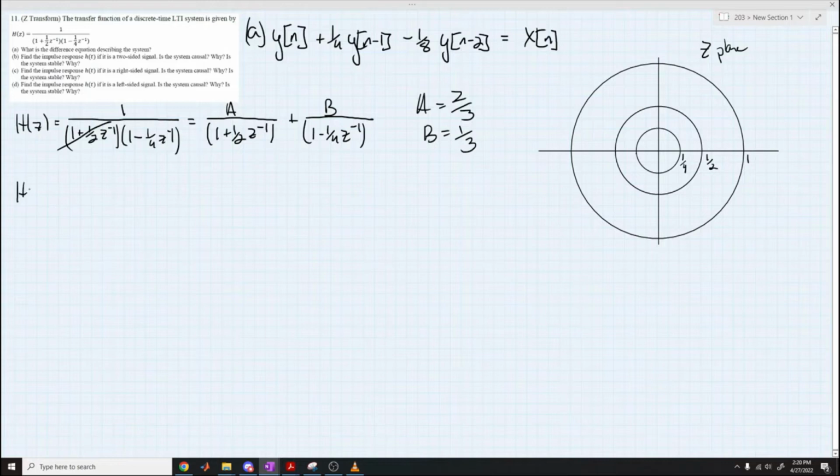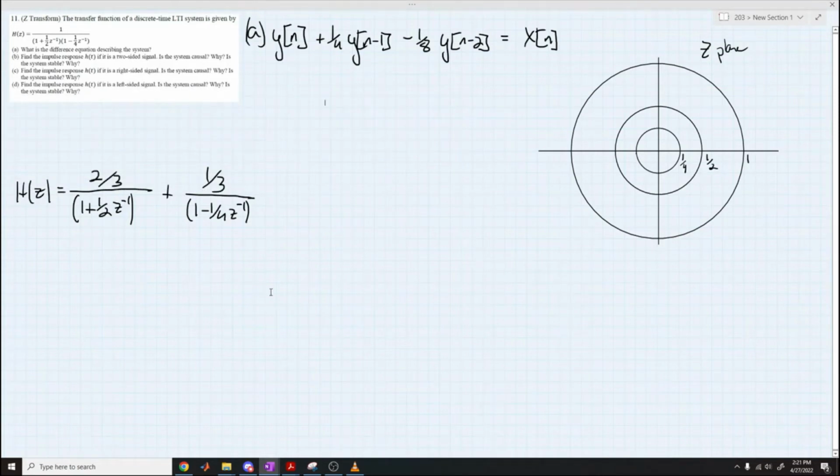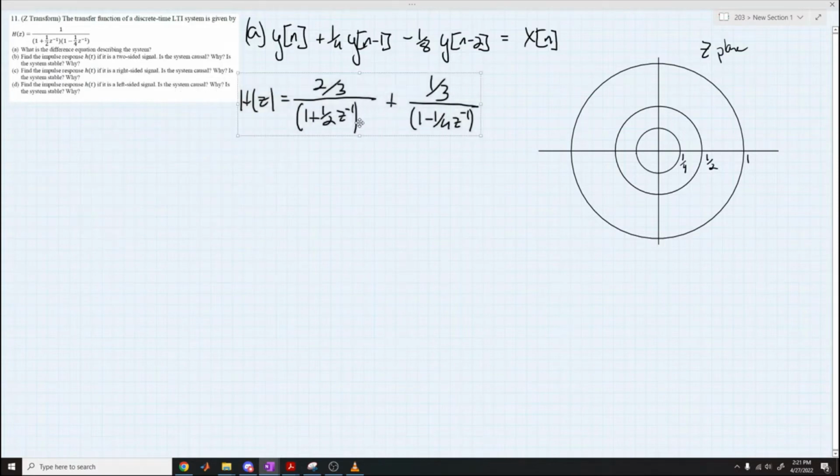So H of z is equal to 2 over 3, all of that divided by 1 plus 1/2 z to the negative 1, plus 1 over 3 divided by 1 minus 1/4 z to the negative 1. And let's get this up here a little bit. So here's my H of z.